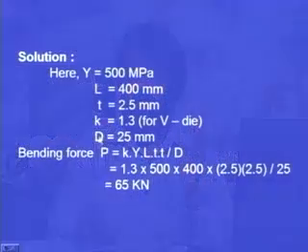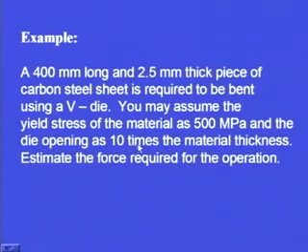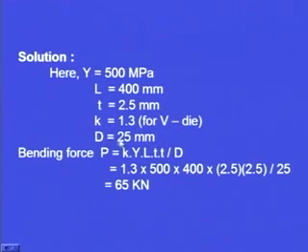Then we are going to calculate the die opening, which we have designated by D. The die opening, as we can see in the problem, is 10 times the material thickness. So, material thickness is 2.5. So, the value of D comes out to be 2.5 into 10, that is 25 millimeter, and we are making a bend at 90 degree. So, the bending force is given by the mathematical formula P is equal to K multiplied by Y multiplied by L multiplied by T square, and whole divided by D.